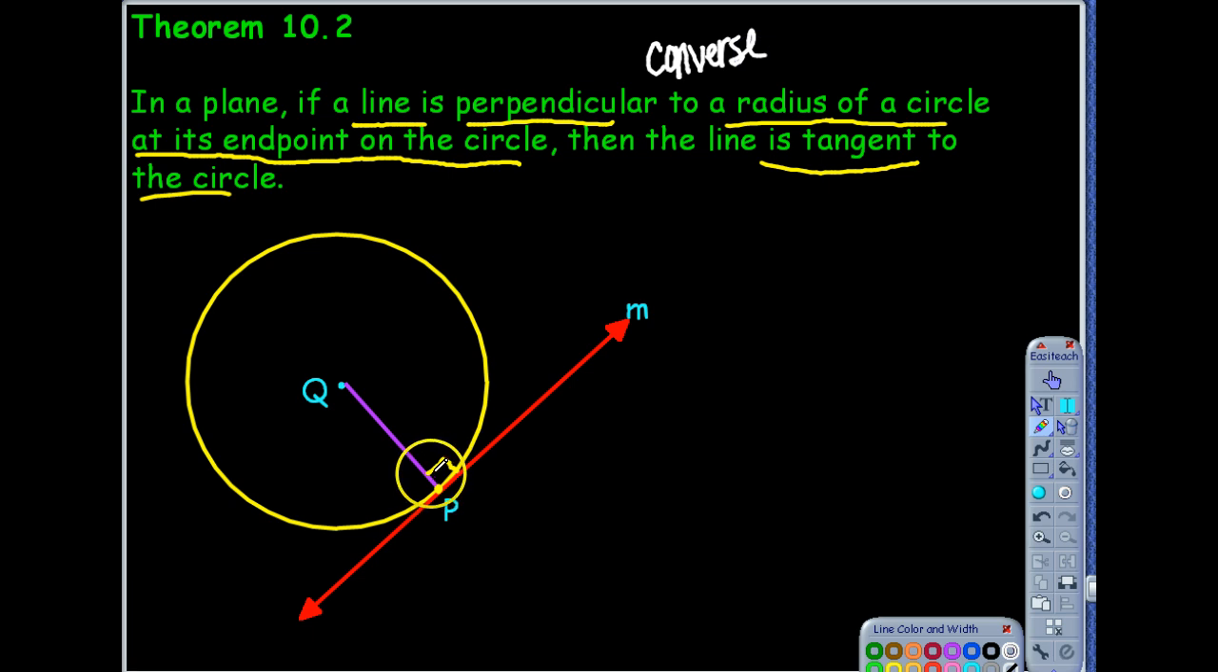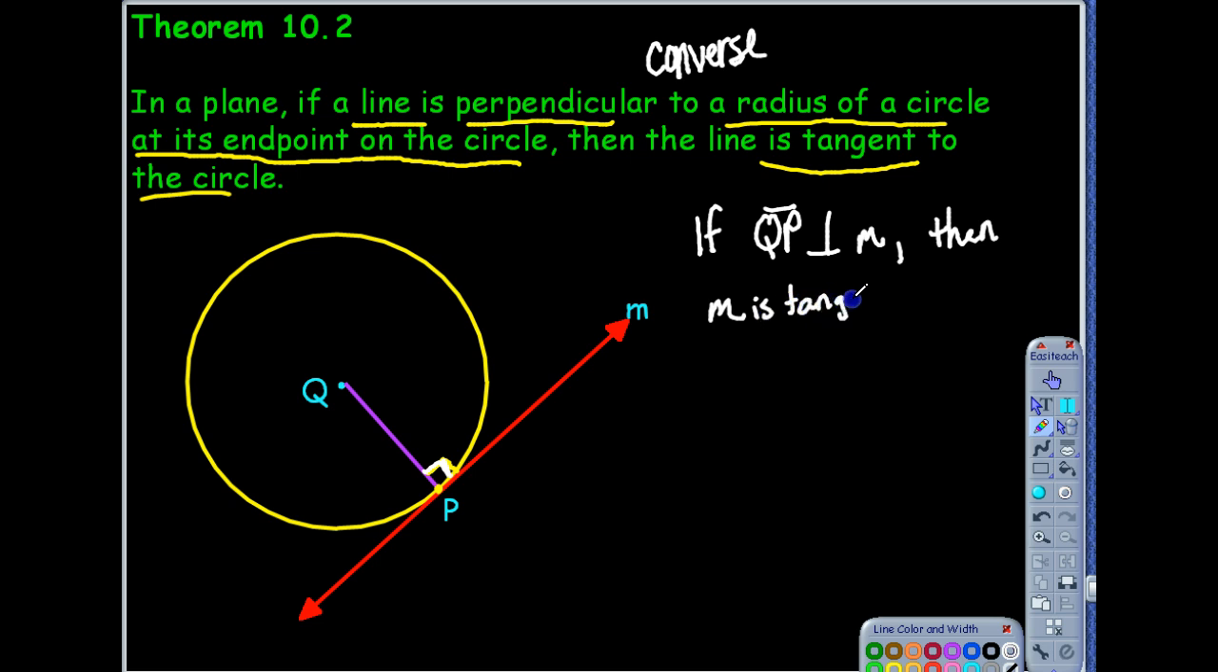Exactly. So if you know that you have a perpendicular, I'm just going to write that off to the side. If we know that segment QP is perpendicular to line M, now, we're not given line M as the tangent. We're just given it's a line that is perpendicular to the radius at the endpoint on the circle. Then we can say that line M is a tangent line.